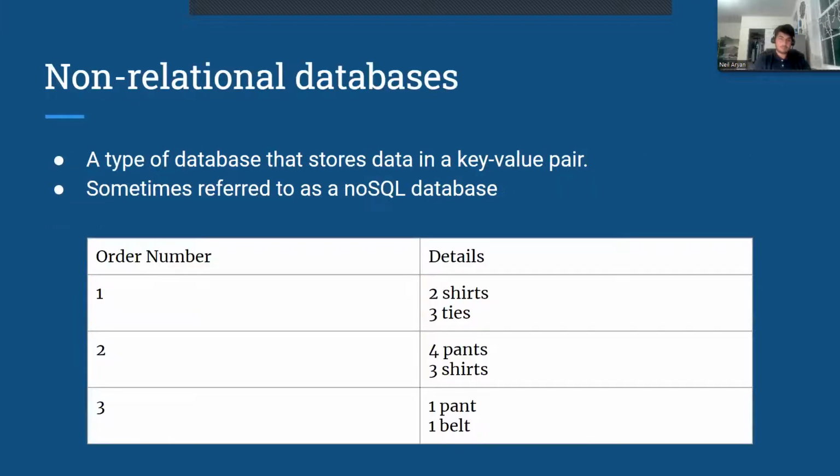Now let's talk about the different kind of database called a non-relational database. This is a type of database that stores data in a key value pair.